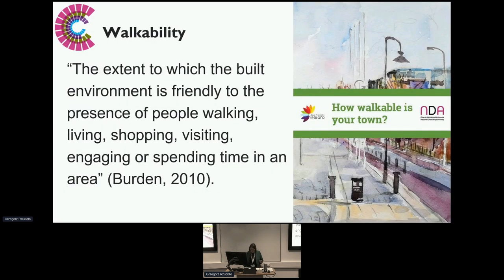So the definition of walkability that we used in our work, it's the extent to which the built environment is friendly to the presence of people walking, living, shopping, visiting, engaging, or spending time in an area. So obviously taking a universal design approach to walkability is about focusing on how friendly the environment is to all people. So older people, people with disabilities, families with young children.